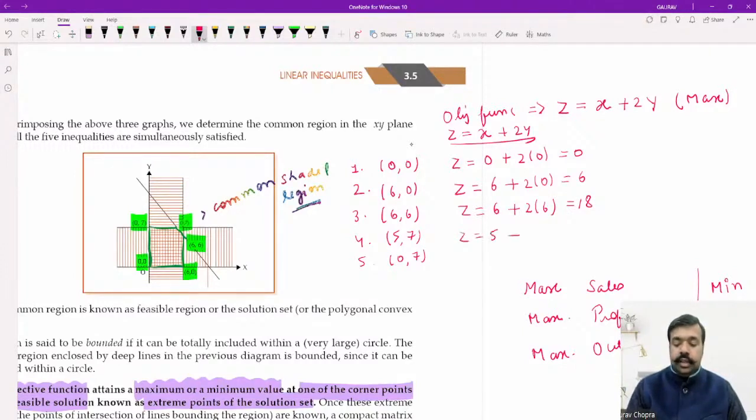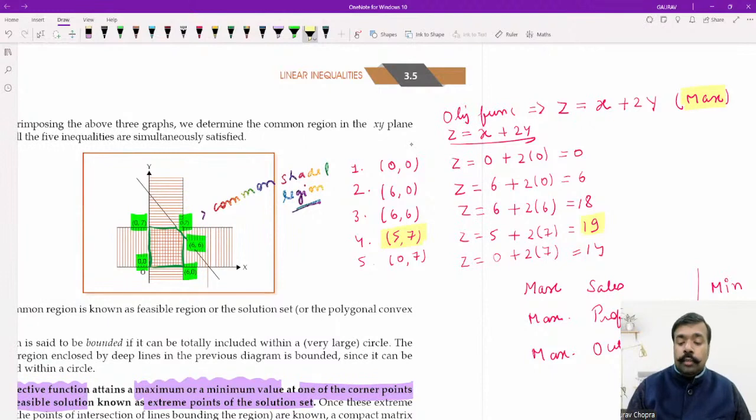If we are keeping 7, so 5 plus 2 into 7, it will become 19. And then 0, 7: 0 plus 2 multiplied by 7, it will be 14. Now, since it is a maximization question, we have to see which coordinate is giving the maximum benefit. Out of all these values, 19 is the maximum value. So we can choose 5, 7. So 5, 7 will give the maximum benefit.